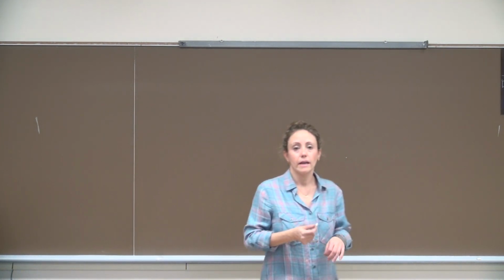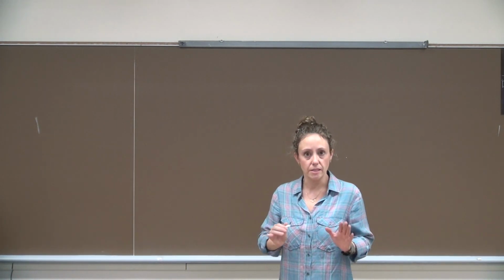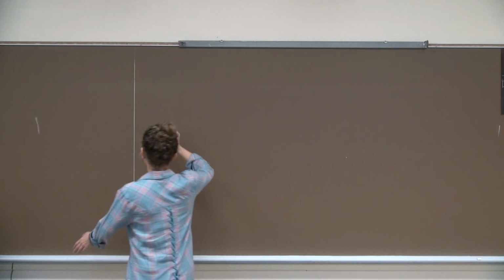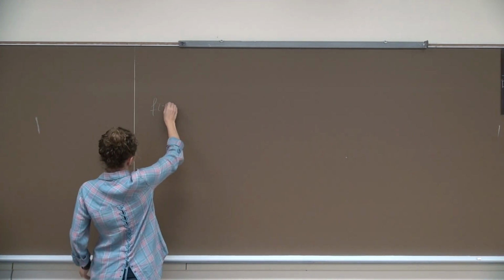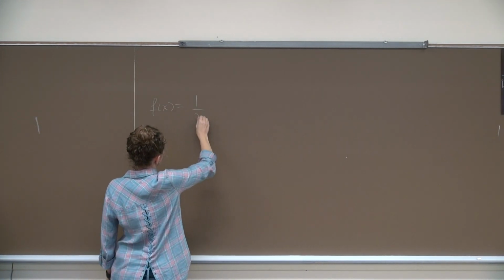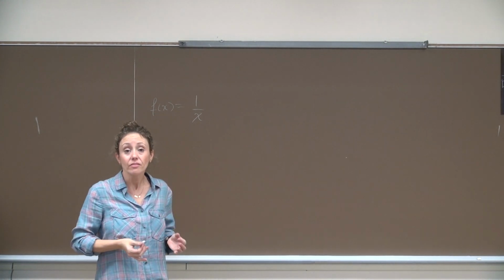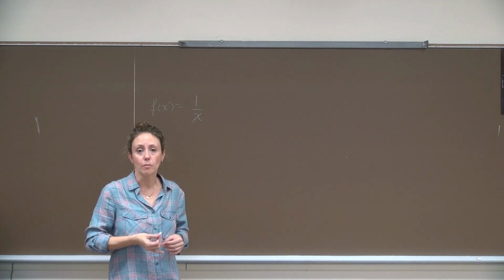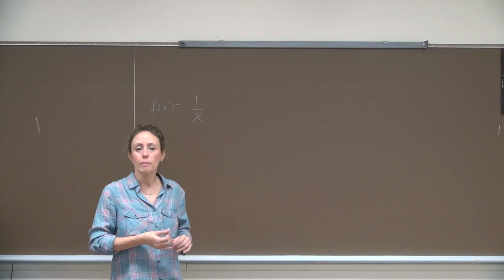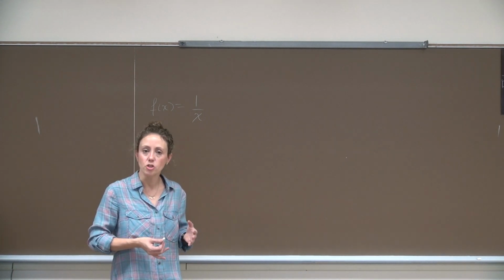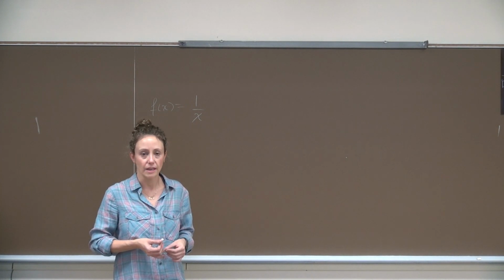So we begin today looking at the graph of a very basic rational function, which is f of x is equal to 1 over x. Now it doesn't look like a complicated function, but the graph of it is very interesting. And what we're going to do is start out by plotting some points to see if we can get a general idea as to what this function looks like.